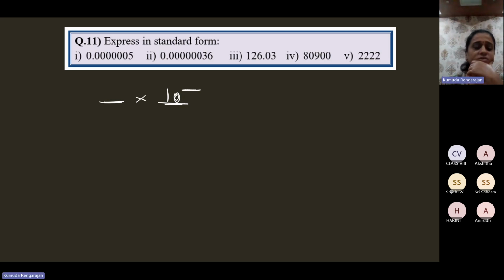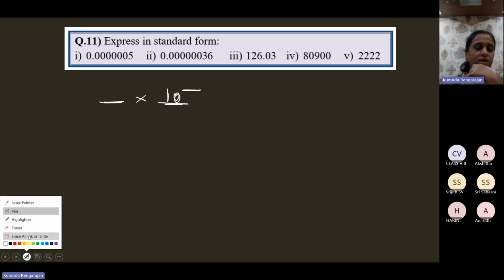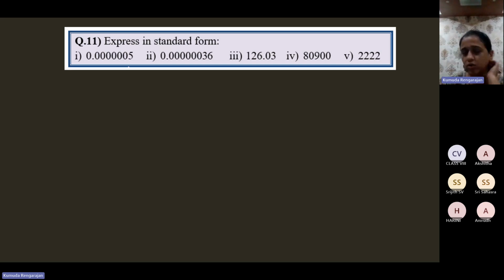The standard form is basically a product. Okay, something into something. Now the first part takes a value 1 or anything more than 1 but less than 10. The second part is 10 raised to any integer power.